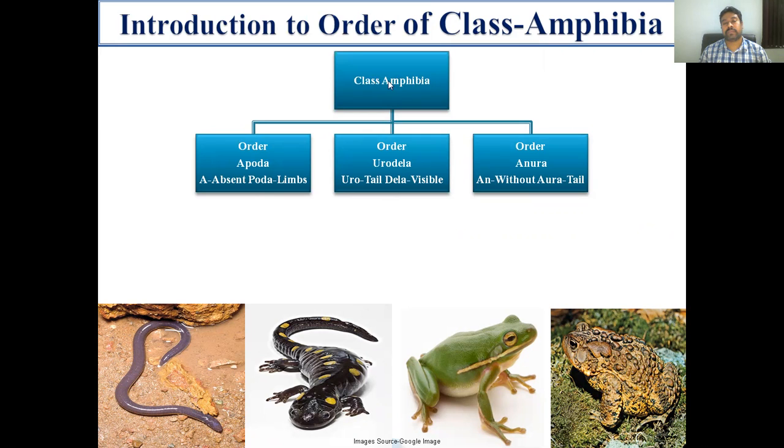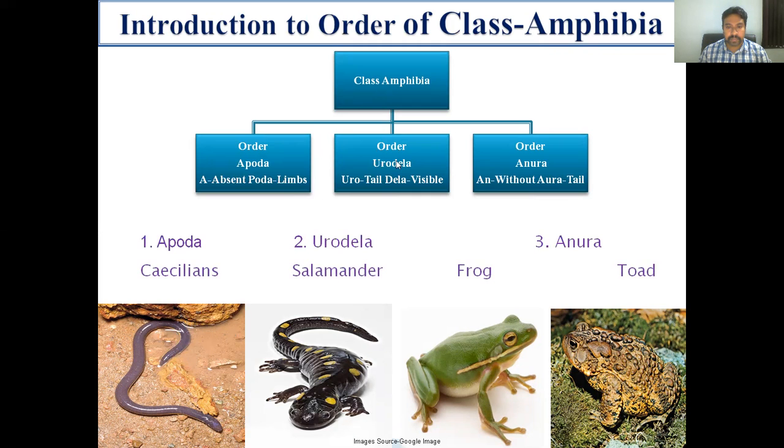Today, the living forms of amphibians are represented by three orders: Order Apoda, Order Urodela, and Order Anura. Order Apoda is made up of two words, A for absent and poda meaning limbs. So this includes limbless caecilians.